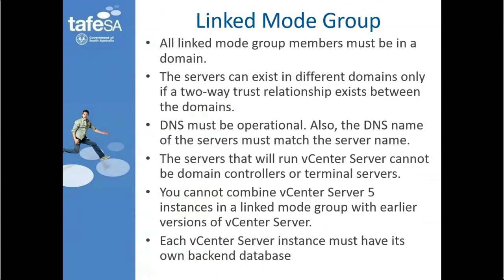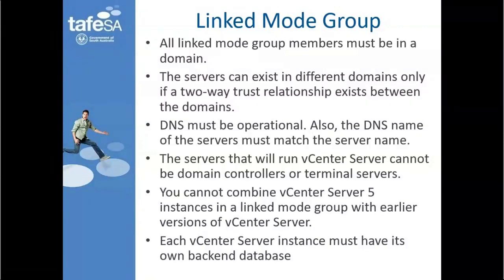Okay, so a linked mode group member must be in a domain, must be in the Active Directory domain. The servers can exist in different domains only if there's a two-way trust. This is back to Microsoft Active Directory trust relationships, okay? So if they're in the same domain, everything's easy, because they already trust each other. If they're in two different domains, the domains must first be set up to trust each other with a trust relationship. And DNS must be operational.